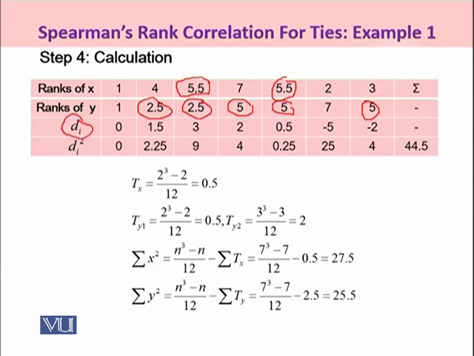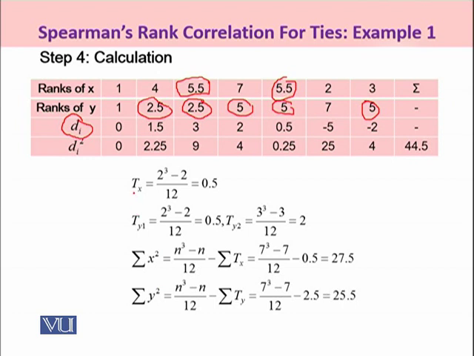The next thing we need to calculate is di, that is the difference between the yi and xi ranks. So 1 minus 1 gives us 0, 2.5 minus 4 gives us minus 1.5 and so on. 5 minus 3 gives us 2. The next thing according to the formula is di square. 0 square is 0, 1.5 square is 2.25, and so on; 2 square would be positive 4. Summing over this row of di square, we got the sum as 44.5.